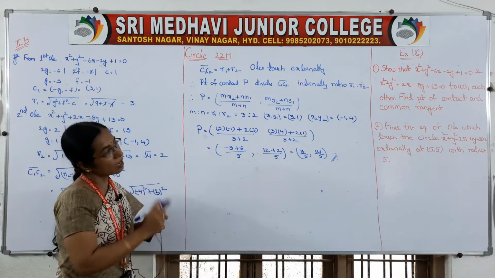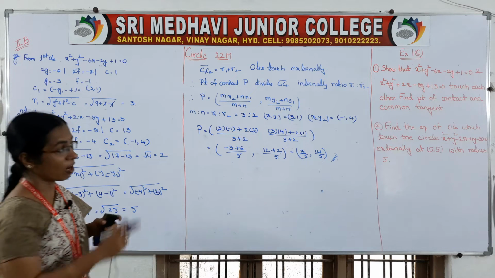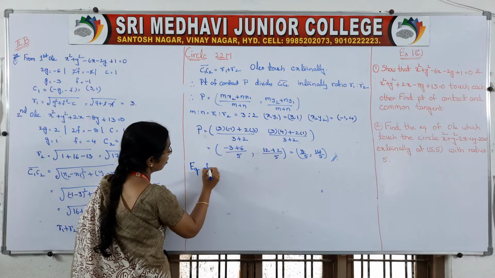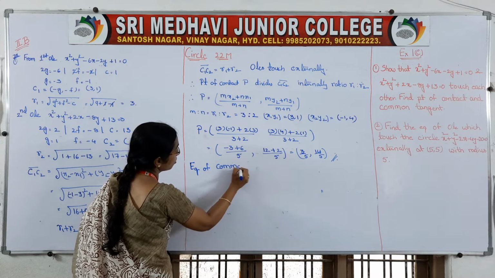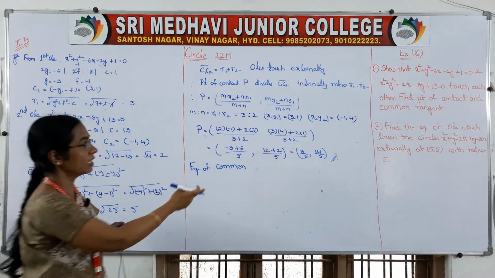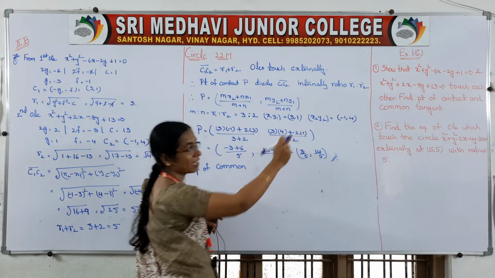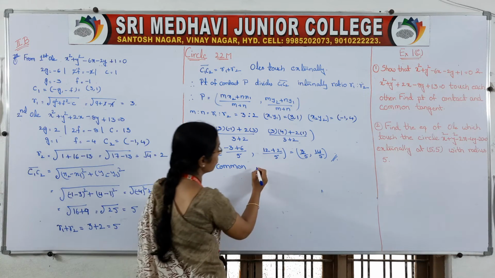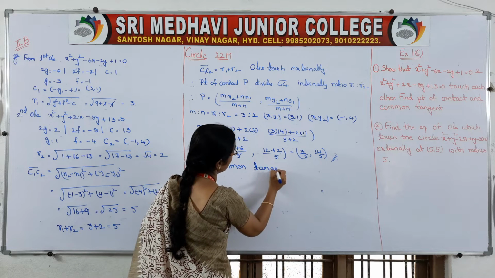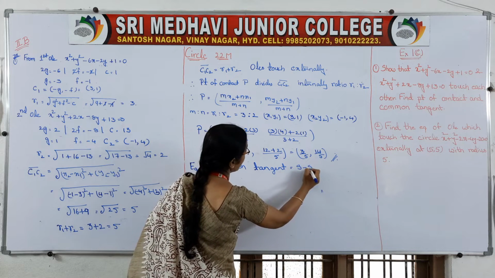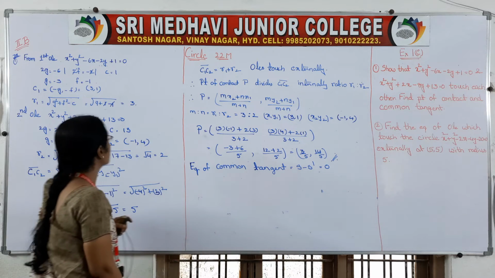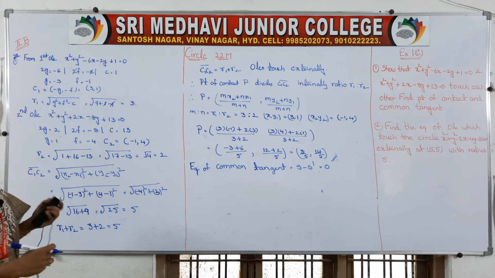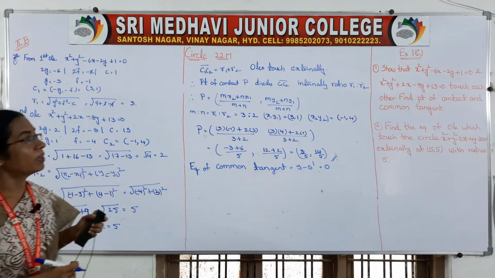We have to find the point of contact as well as the common tangent. So find out the equation of the common tangent. In the previous problem we stopped at the point of contact only, but in this problem they added the common tangent also. So the equation of common tangent, what is the formula? S minus S dash is equal to 0. You consider this as S and this as S dash. If we deduct, you will get your common tangent.